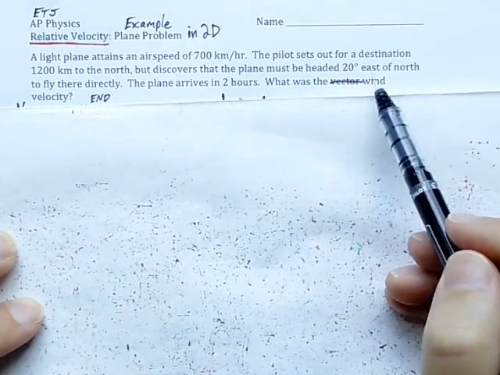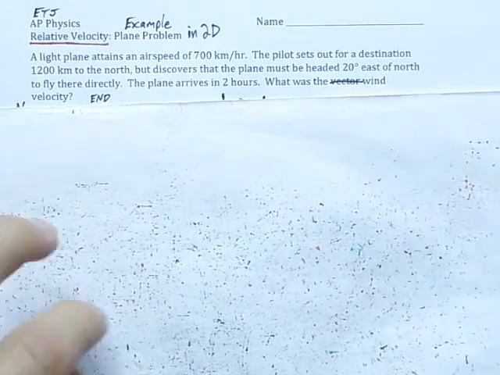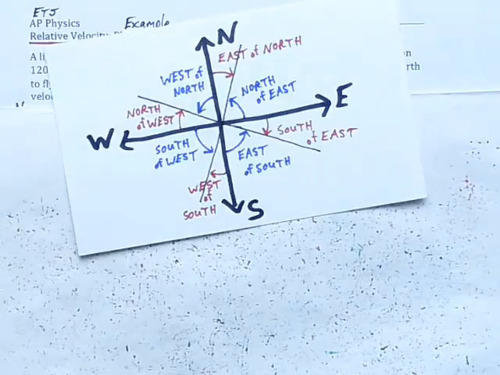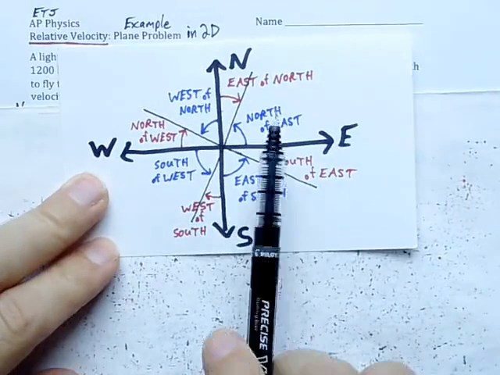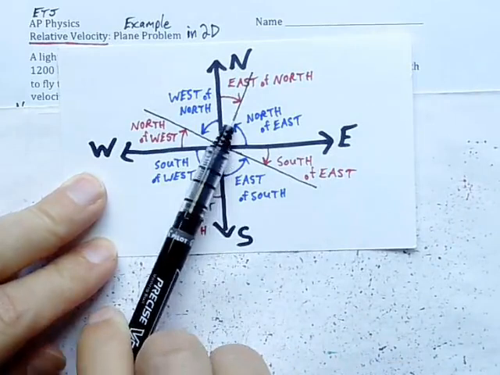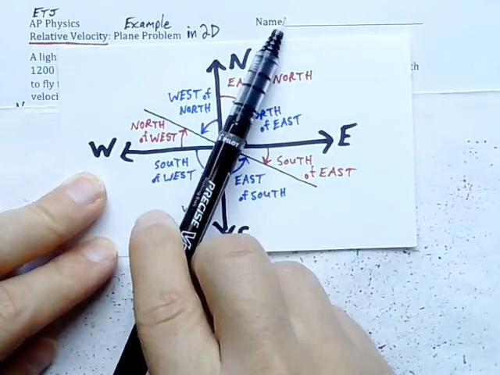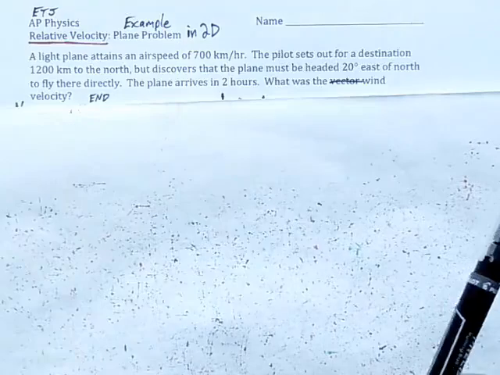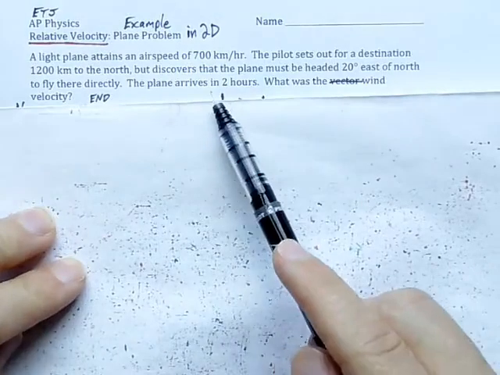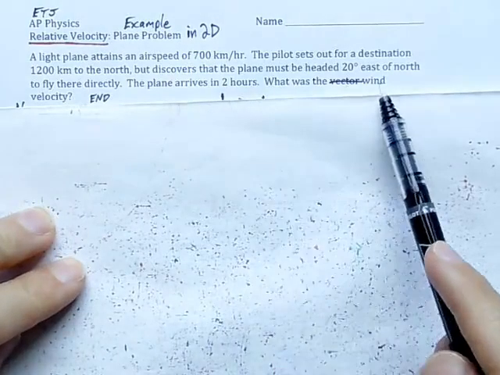If you need a reminder on what this wording, east of north, means, have a look at this picture here. East of north would be somewhat in that direction. That's the heading of the plane. The plane arrives in 2 hours. What was the wind velocity?